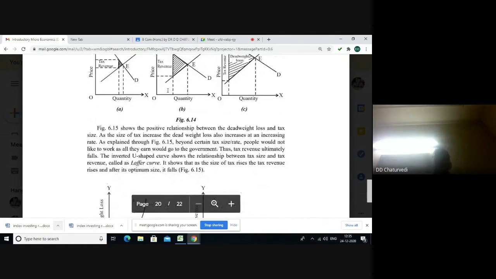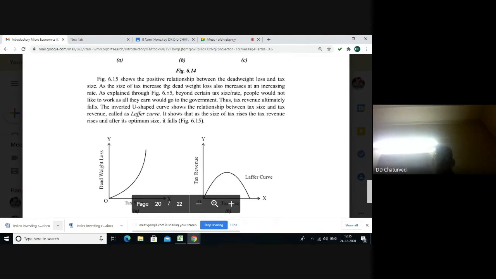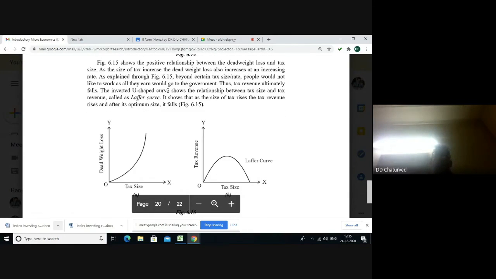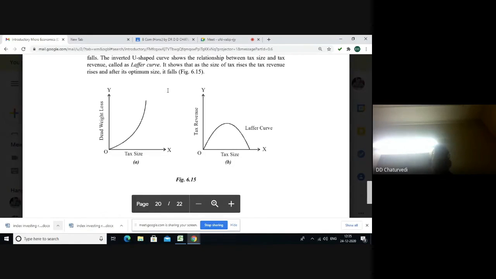So we find that there is a positive relationship between the deadweight loss and the tax size or tax rate. This is shown by figure 6.15a, that as the tax size or tax rate per unit rises, there is increase in the deadweight loss. And this rise is taking place at increasing rate.